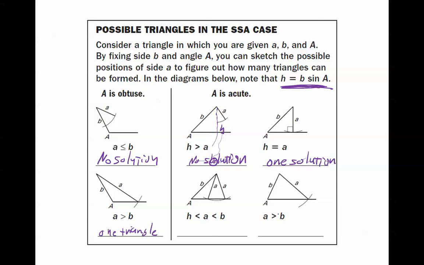If A is larger than B, if A here is larger than B here, then again, we end up with one triangle, which creates one solution. We're freaking out again.